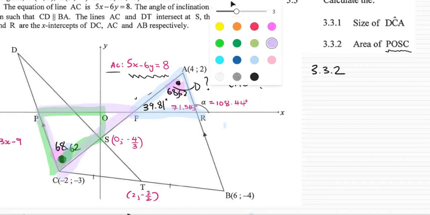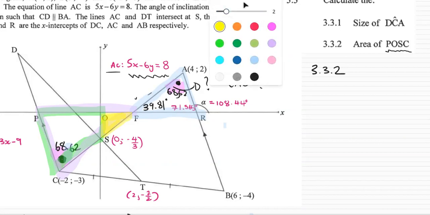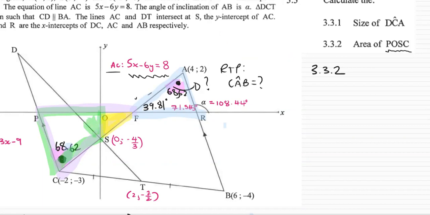If we take that and we minus FOS from it. So we take the area of PFC minus FOS will give us the green area that we need in the middle here. There's a few steps that we need to go through to get that.